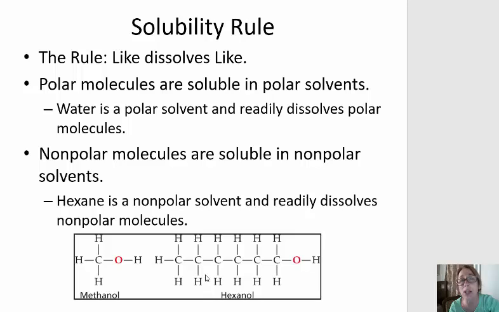hexanol. In general, the carbon to oxygen ratio has to be 5:1 or smaller for an organic compound to be soluble in water. And hexanol has 6 carbons and 1 oxygen, so that's a 6:1 ratio of carbon to oxygen, so it is not soluble. Methanol, on the other hand, is a 1:1 ratio of carbon to oxygen, and it is soluble in water.